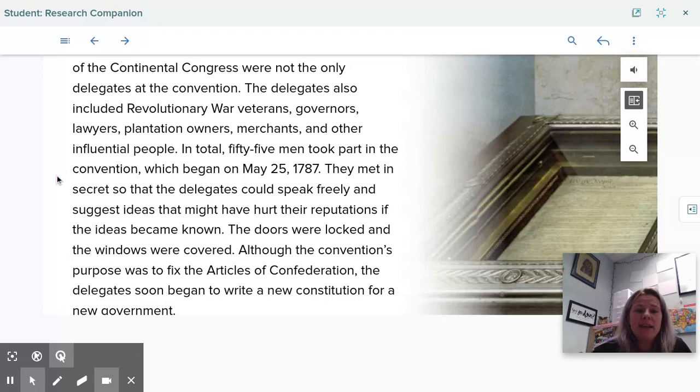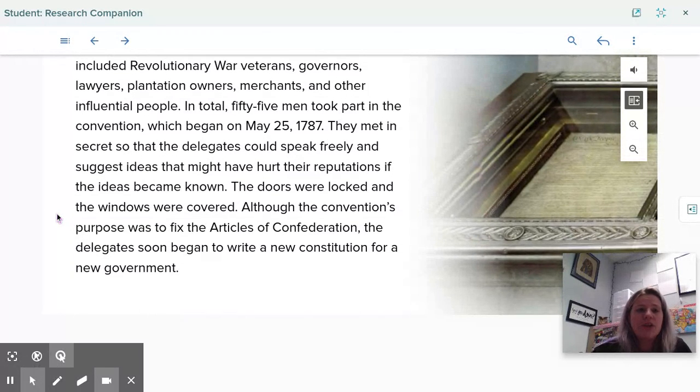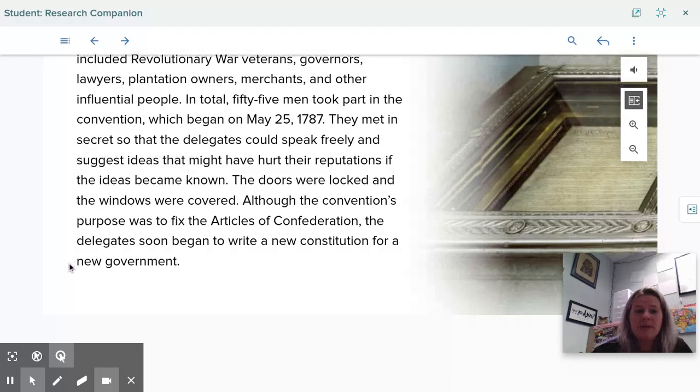They met in secret so that the delegates could speak freely and suggest ideas that might have hurt their reputations if the ideas became known. The doors were locked and the windows covered. Although the convention's purpose was to fix the Articles of Confederation, the delegates soon began to write a new constitution for a new government.